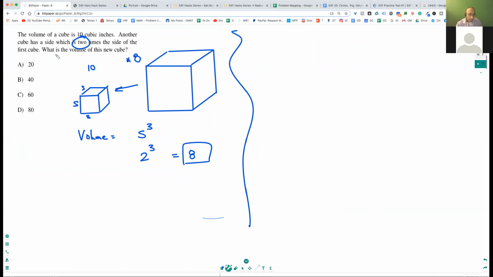So one more time, I'm going to show you what to do with this. The volume of a cube is 10 cubic inches. I'm super packed with my tutoring sessions, so you should probably just look at these problems. If you need anything, just reach out on the text. But let's look at this problem one more time.